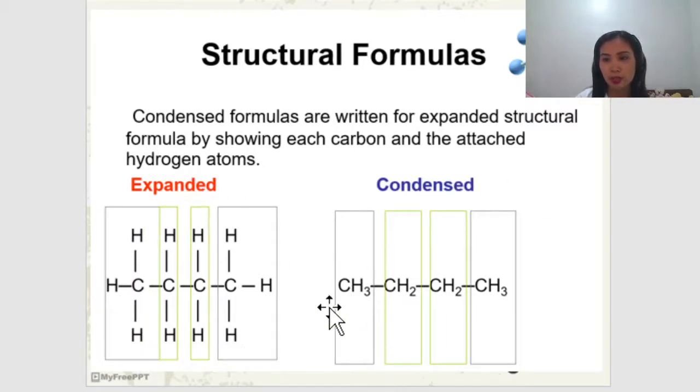For example, expanded and condensed. CH3: one carbon, three hydrogens. Another one, CH2: one carbon, two hydrogens. And it follows. Just make sure the number of carbons is equal, 1, 2, 3, 4, from the long chain. And how many hydrogens? 3, 4, 5, 6, 7, 8, 9, 10. So we count them here in the expanded: 1, 2, 3, 4, 5, 6, 7, 8, 9, 10. So they are just the same, but a different way of writing their formula.